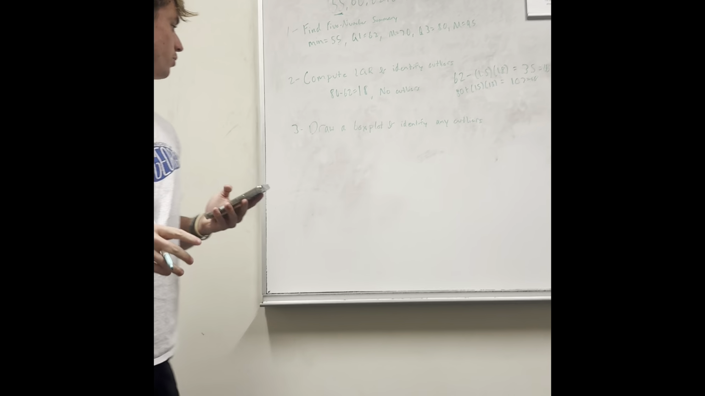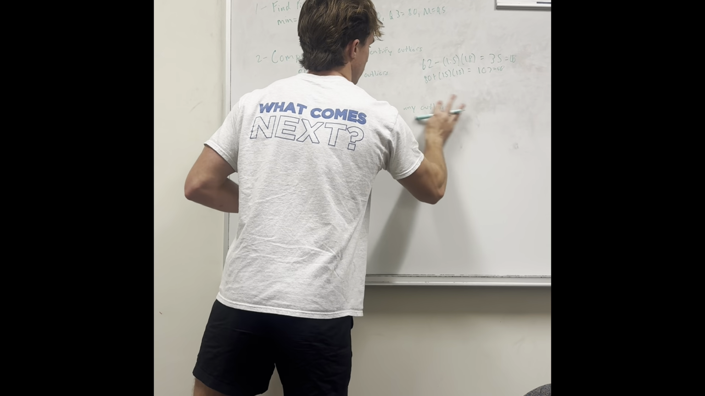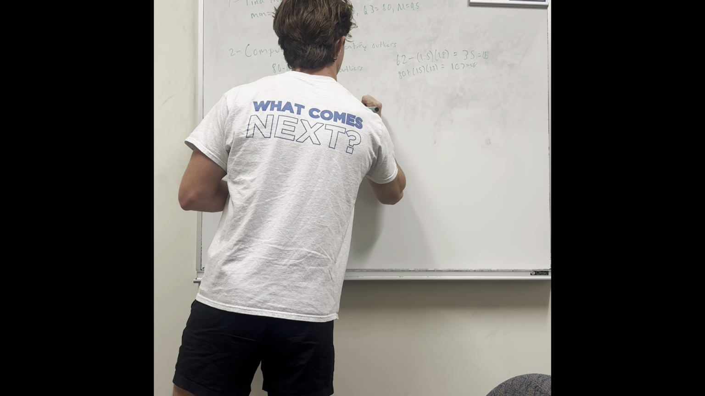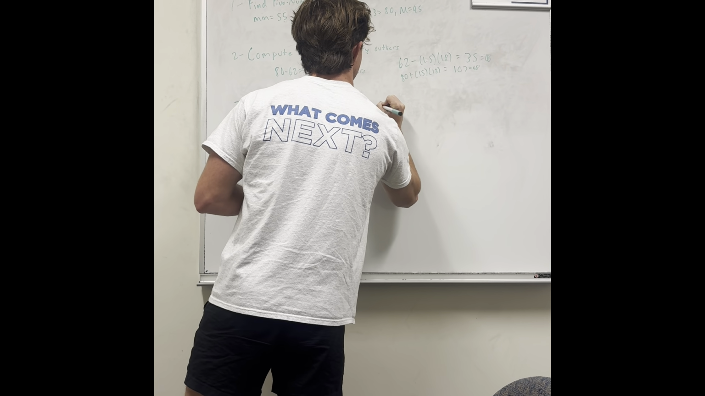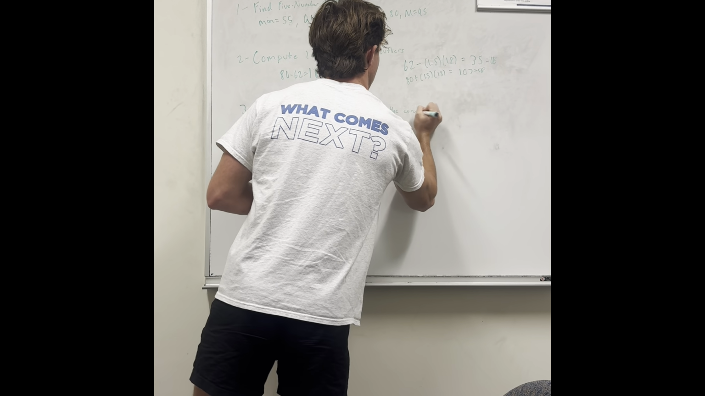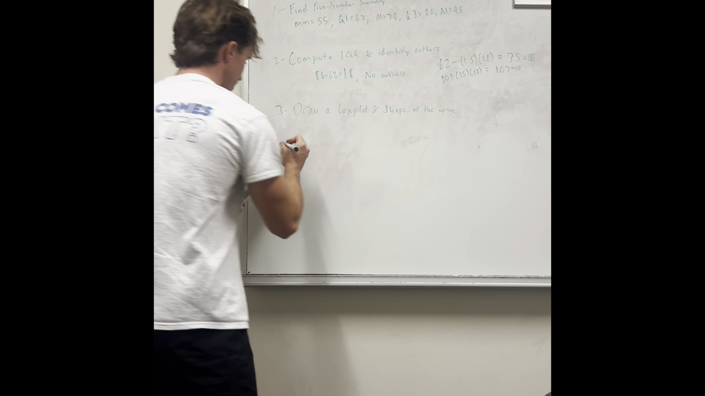Now for our last question, we have to draw a box plot and describe the shape of the curve. So for the box plot, we need the 5-number summary. Those are the numbers you need in your box plot.